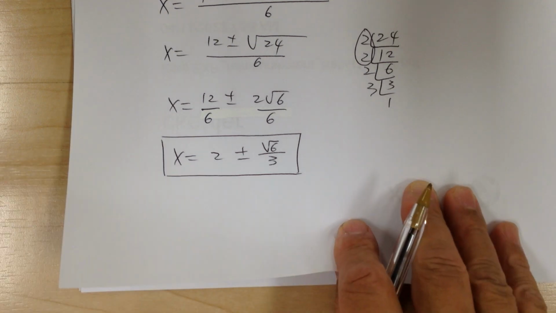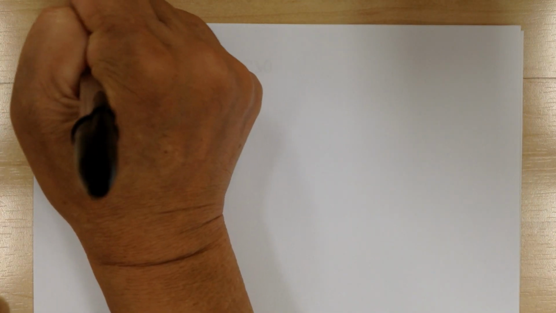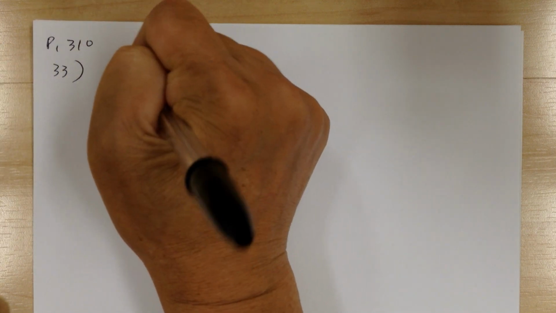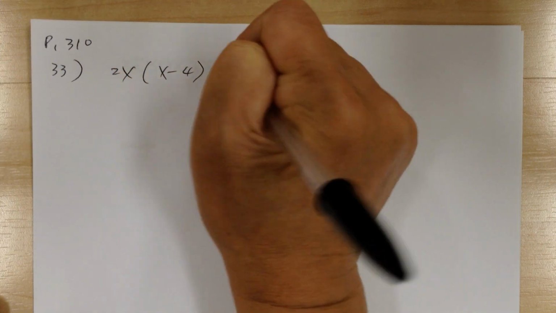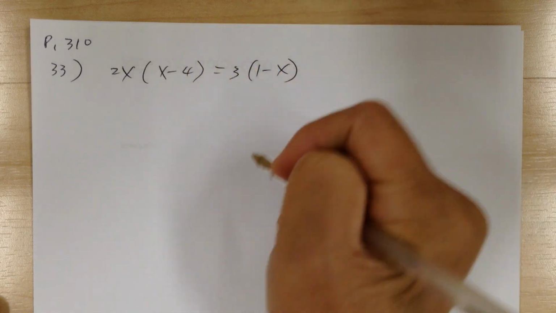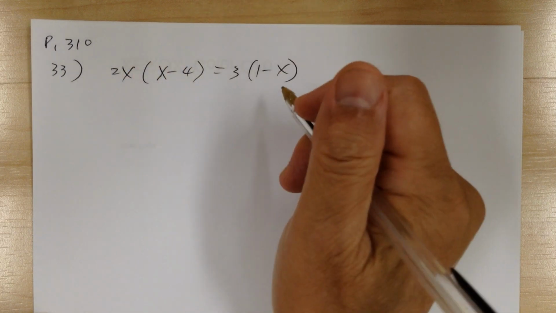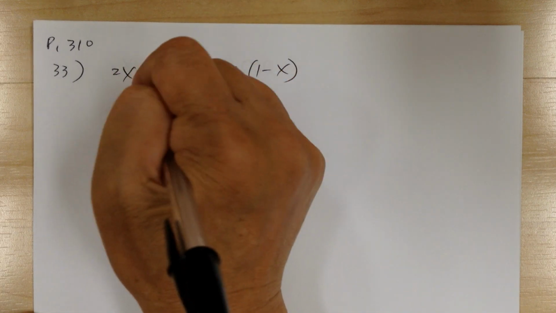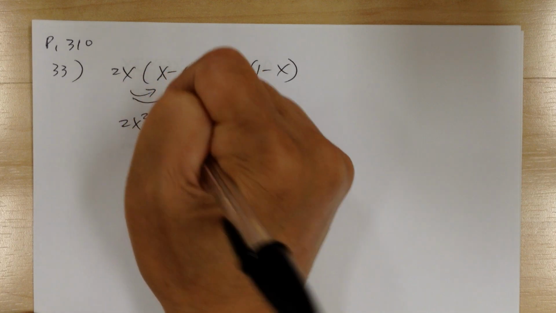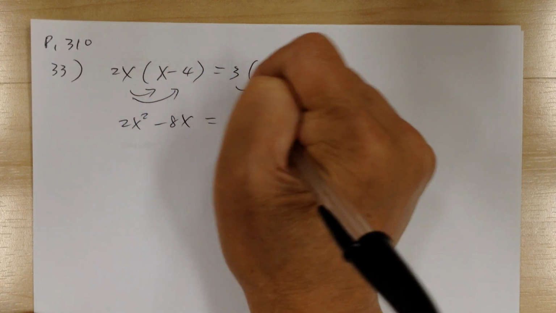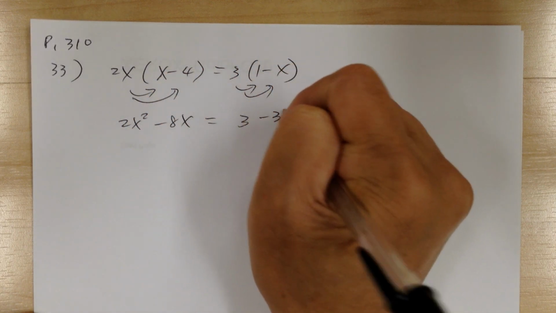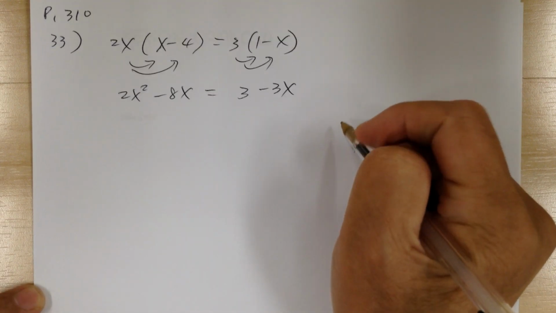Okay, let's go to the next one. You got 2x times x minus 4 equal to 3 times 1 minus x. Okay, so first thing we need to do is undo the parentheses. So go and distribute. So you got 2x squared minus 8x equal to 3 minus 3x. So again, remember to distribute all your terms.